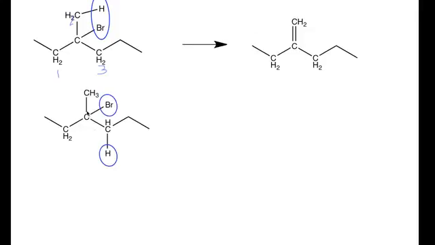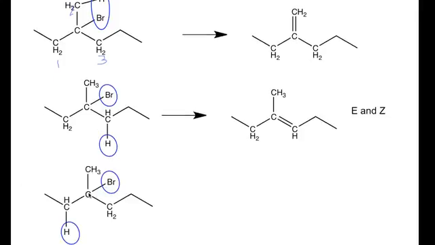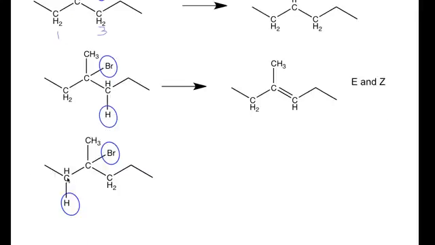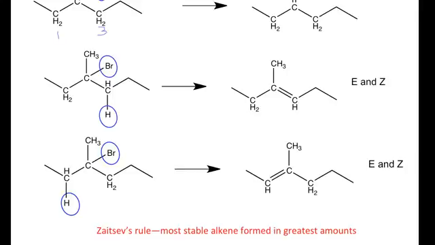On the other hand, if we were to lose the bromide and lose a hydrogen from the beta carbon labeled 3, we would create a different alkene that in fact has both E and Z forms. And if we were to lose the hydrogen from beta carbon 1, we would make yet a different set of E and Z products. In elimination reactions, all possible alkenes are formed, but not in equal amounts. To determine the major products of the reactions, you need to understand Zaitsev's rule, which says that the most stable alkene is formed in greatest amounts.